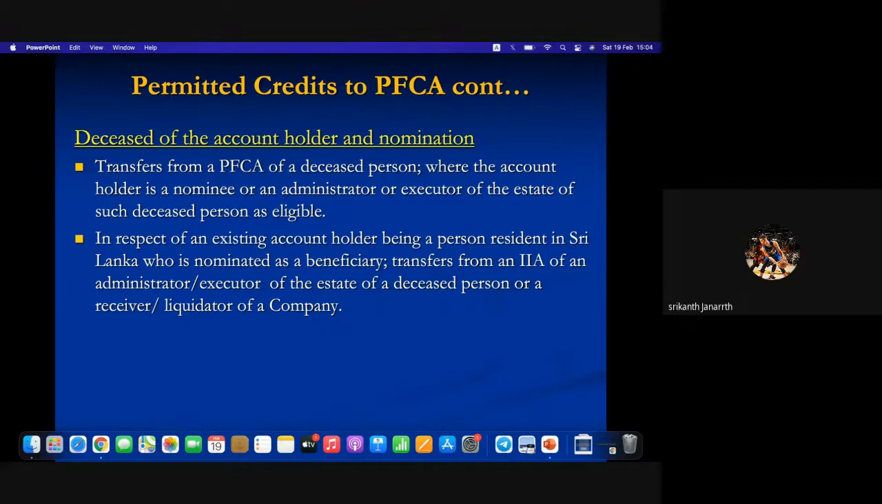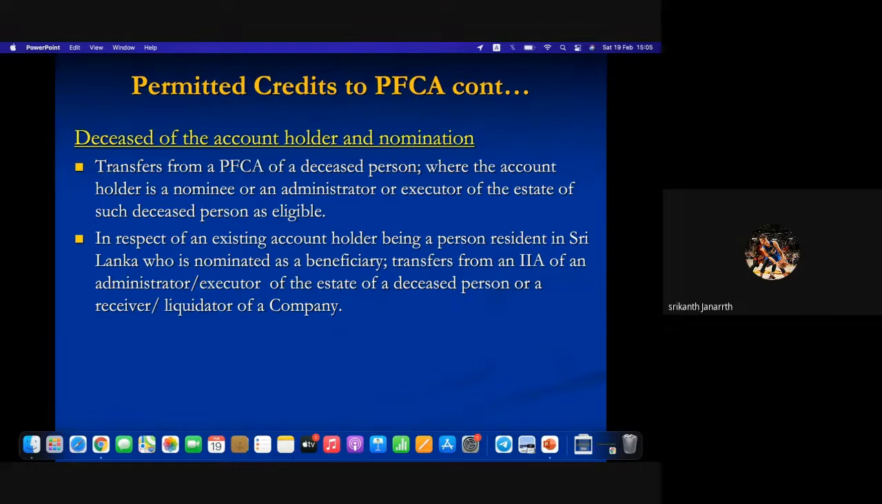So then the last one, in respect of an existing account holder being a person resident in Sri Lanka who is nominated as a beneficiary, transfer from IA of the administrator, executor, or receiver liquidator. Okay, so here what happened? Here the deceased person has an IA account, right? So the deceased person's assets have been nominated to a person who has a PFC account.